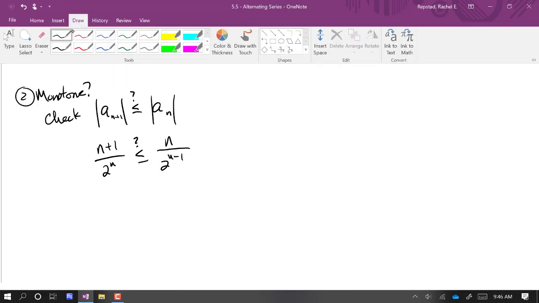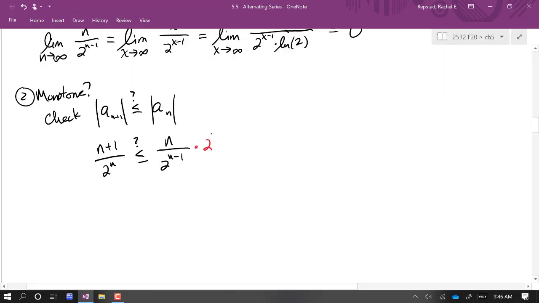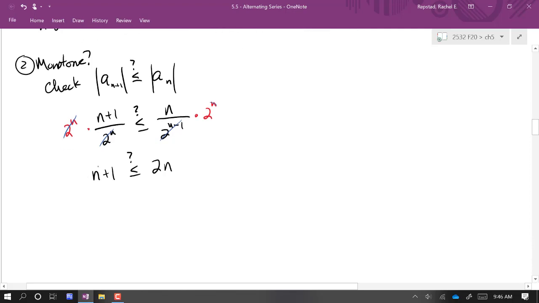So I'm going to clear denominators. I'm going to do that by just multiplying both sides by 2 to the n. All right, so now those cancel. This cancels and becomes just a factor of 2. So is n plus 1 less than or equal to 2n? And now I'm just going to gather all my terms on one side. I'll subtract 2n. And so this is negative n plus 1. Is this less than or equal to 0? I'm no longer going to write a question mark. That is very clearly true for all n greater than or equal to 1.